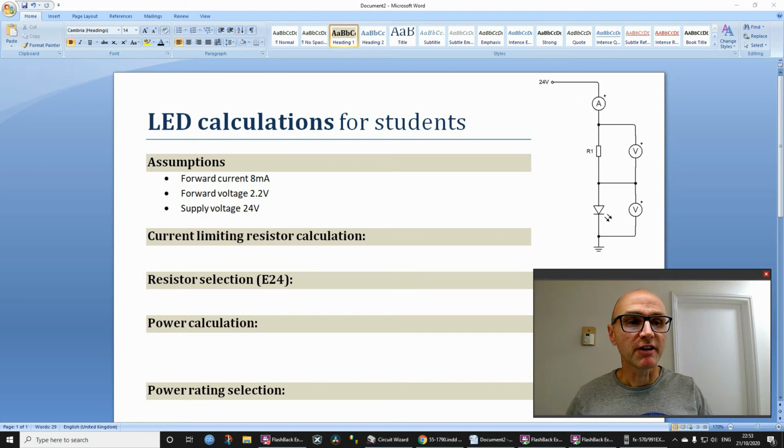Hi, in this video we're going to have a quick review of how we can do the calculations for the circuit. We need to calculate the value of this resistor, and then I'm going to show you how we can input those calculations into Word and format them nicely, hopefully nicely.